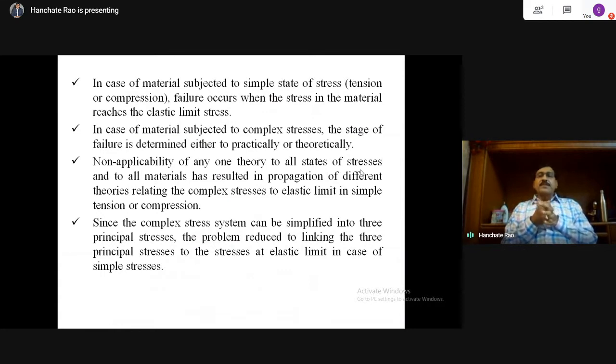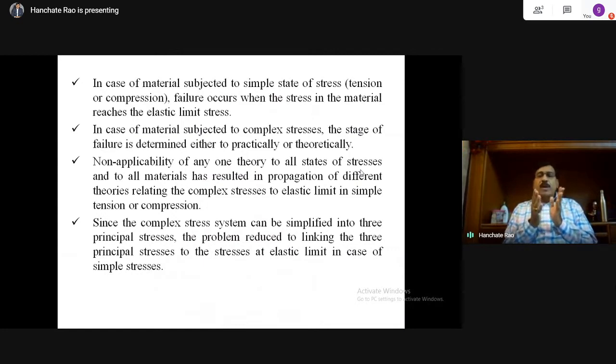In the case of a material subjected to complex stresses, the stage of failure determined practically is not able to represent all the cases. That is why different theories have been proposed, and different theories are useful to tackle different types of problems. So don't think that one theory is applicable to all cases. Depending upon your problem, you have to choose which theory will represent the failure more accurately. So there are different theories of principal stresses. The problem is reduced to linking the three principal stresses to the stress at the elastic limit in the case of simple tension. That's what I am saying.